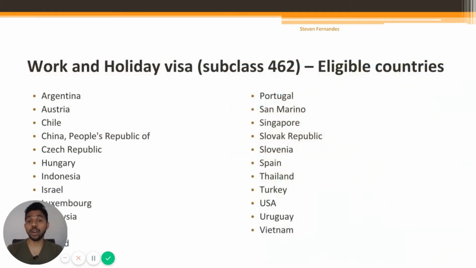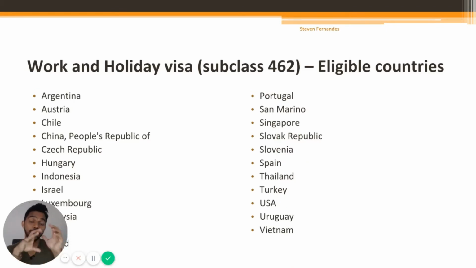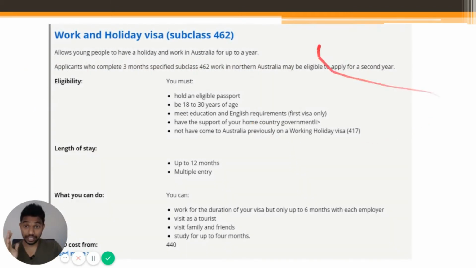The work and holiday visa, which is the second subclass of visas, is for a different set of countries. If you're part of these countries, my face is hiding one country, but if you're part of these countries, then you can apply for the 462 visa. Now, the only difference between the 462 and the 417 visa is that this visa is a bit more stringent in terms of the requirements.